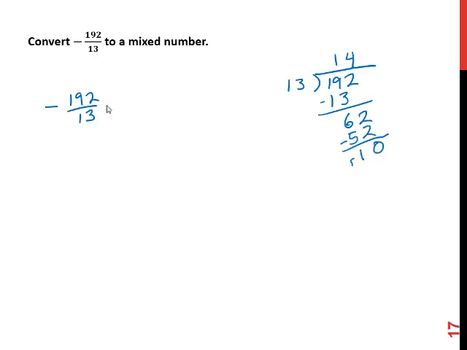So our whole number is going to be 14. Again, the negative goes along for the ride. And our remainder is 10, so that becomes the numerator. So we get negative 14 and 10 thirteenths.